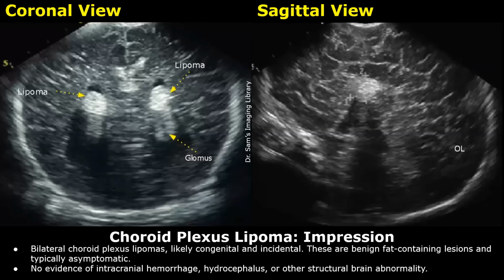Here is the impression. Bilateral choroid plexus lipomas, likely congenital and incidental. These are benign fat-containing lesions and typically asymptomatic. No evidence of intracranial hemorrhage, hydrocephalus, or other structural brain abnormality.